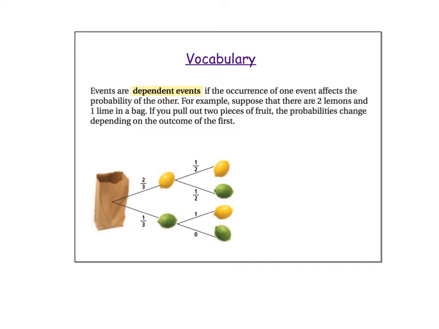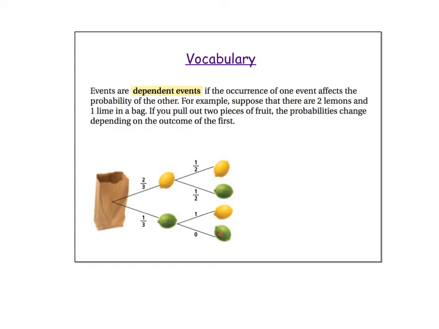So if you had one lime and two lemons in this bag, if the first pick was a lime, then you'd have two lemons left in the bag. So the probability of picking a lemon would be 100% or 1, because there's no limes left.